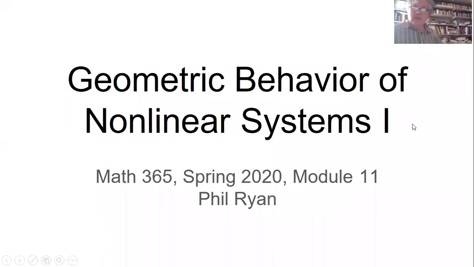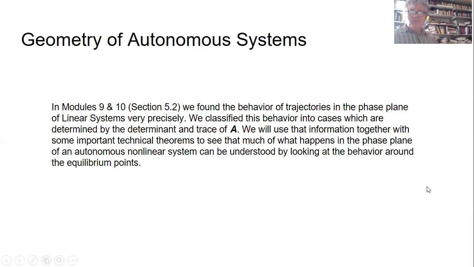Hello, here's module 11, where now we're going to go back to looking at nonlinear systems. In the previous two modules, we looked at section 5.2, and we found very precisely what the trajectories in the phase plane look like for these linear systems. And we saw that all we had to do was look at the determinant and trace of the matrix for our linear system.